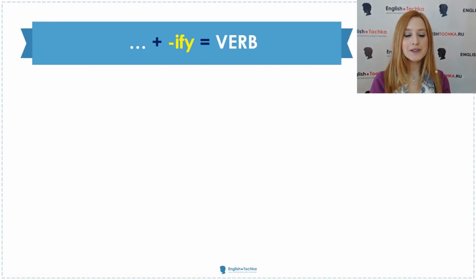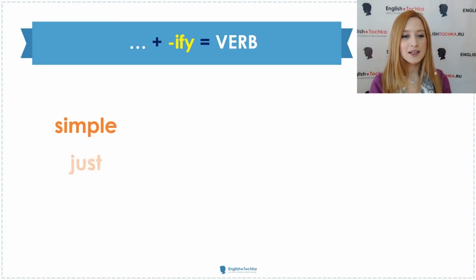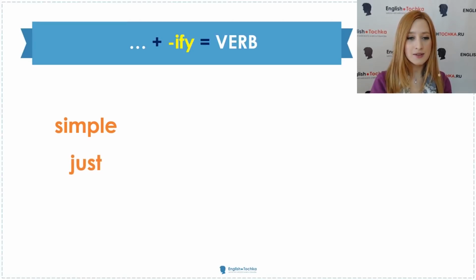So now let's talk about verbs. There are many suffixes that we can use to make a verb, and some of them are just ify or just fy. So let's see. We have simple, and to make something simple is to simplify. We have just. Yes, someone can be just, like justice, you know.